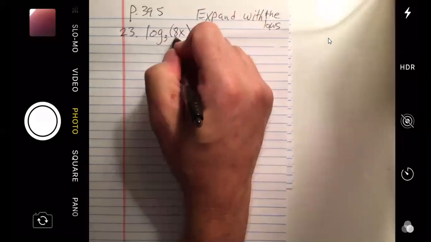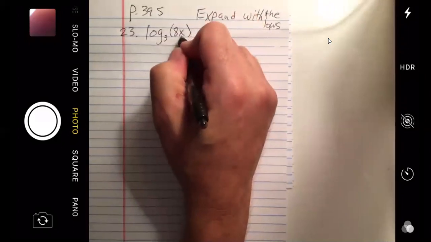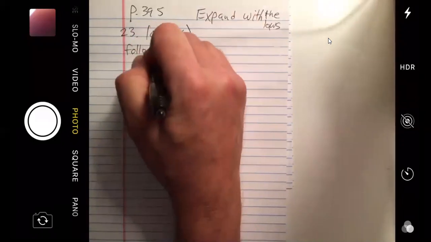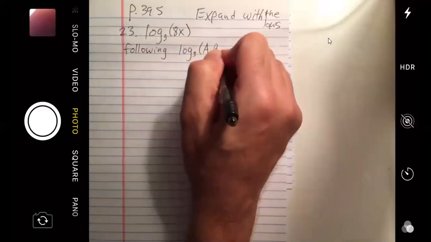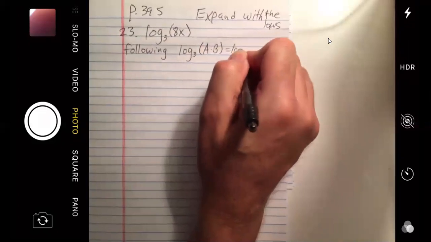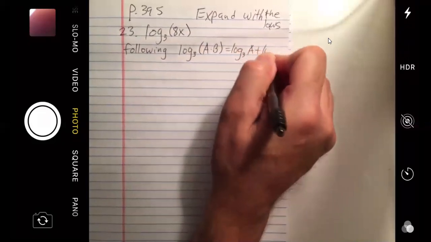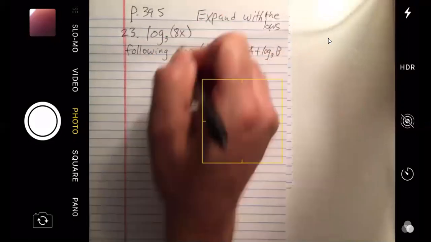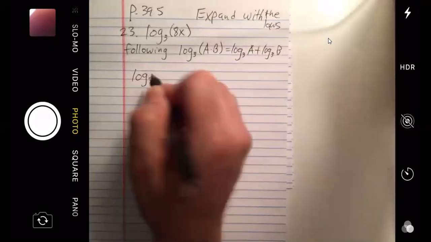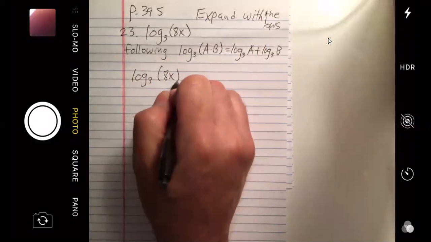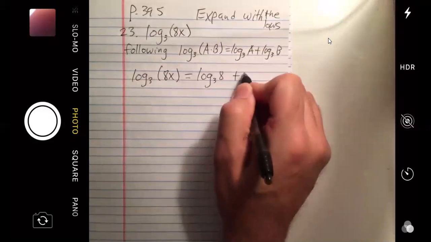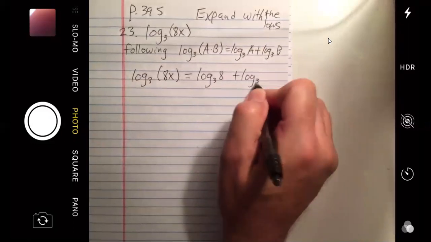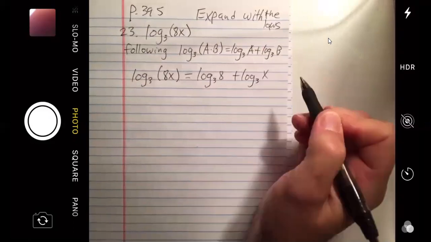So with everything multiplied, law 1, you're following log, I'll keep the identical base here, of an a times b, using log base 3 of a, add log base 3 of the b. So the log base 3 of the 8x would go log base 3 of 8 and add the log base 3 of the x.